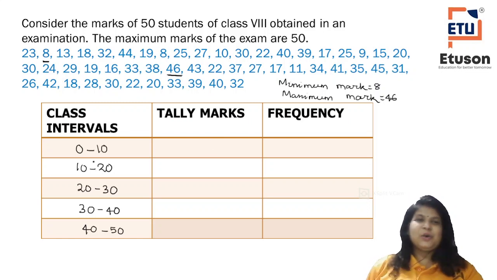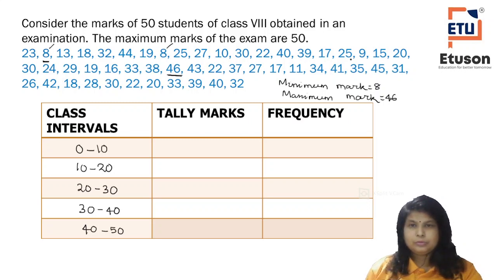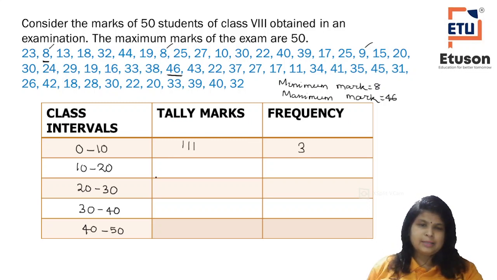Okay, so now 0 to 10. What are the numbers? Let us just mark it. So here comes 1, 2 and 3. Is there any other single digit number? No, 10 we cannot take, right? So there are 3. So here I will mark 3 lines as the tally marks.